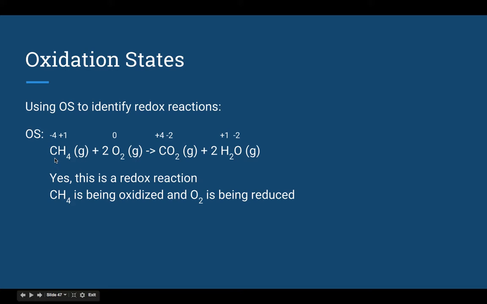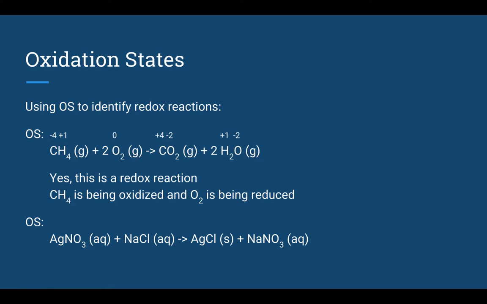Okay, and we can see this because carbon's going from -4 to +4. Okay. Another example here, we've got this silver nitrate and sodium chloride reaction. If we look at the oxidation states here, so nitrate is a -1 ion, -1 polyatomic ion. Oxygen's always 2-. We've got 3 of them, so that's -6. So nitrogen then has to be +5, right? Because nitrate is a -1 ion.